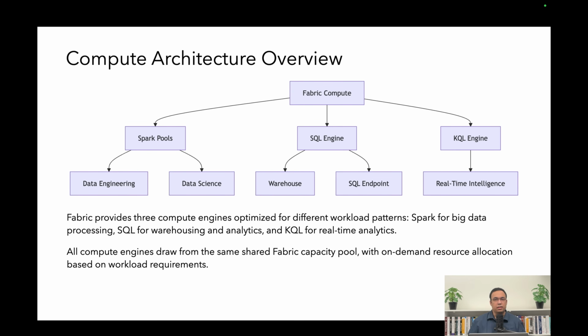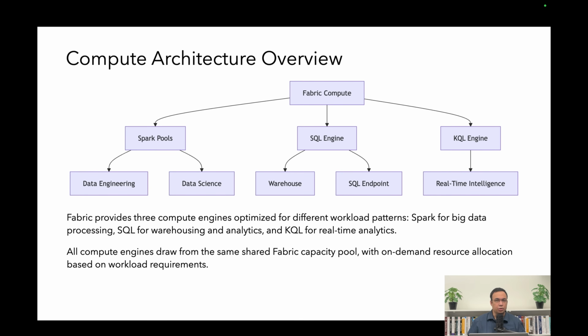Now, here's the key architectural decision that makes Fabric different. All three of these compute engines draw from the same shared Fabric capacity pool. You're not buying separate Spark clusters, separate SQL compute, and separate KQL clusters. You buy capacity in Fabric, and that capacity pool is shared across all workloads. Resource allocation happens on demand based on your workload requirements.